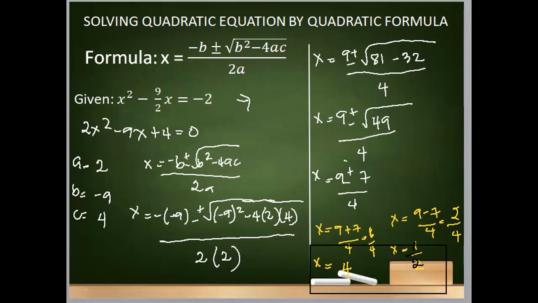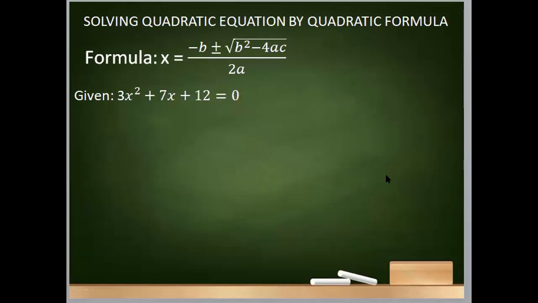Okay, very good. So let's proceed to another set of example. Okay, so for our last example, we have 3x squared plus 7x plus 12 is equal to 0. As you can see, our given is already in the standard form of our quadratic equation. So we need to determine na lang po the value of a, b, and c. So dito ko na nga lang siya isusulat. A is equal to 3, B is equal to 7, and C is equal to 12.